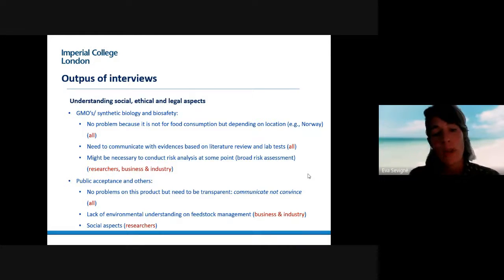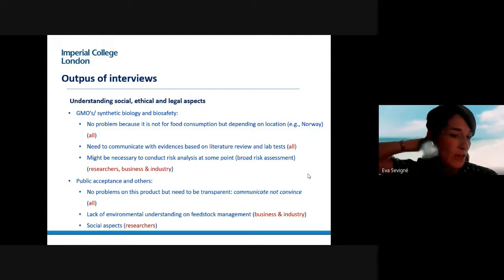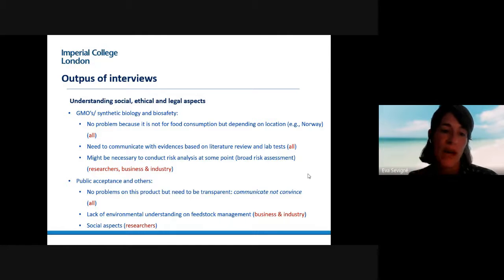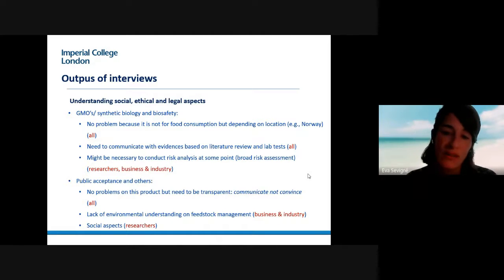And we had an interview with a scientific communicator, and he told us that it is really important how we communicate these results, and everything that we communicate should be based on scientific evidence that could be based on literature review or on lab tests. So if we are going to say that these GMOs are not going to affect the environment if there is an accidental release, we should conduct some lab tests, or we should communicate this based on scientific literature review.